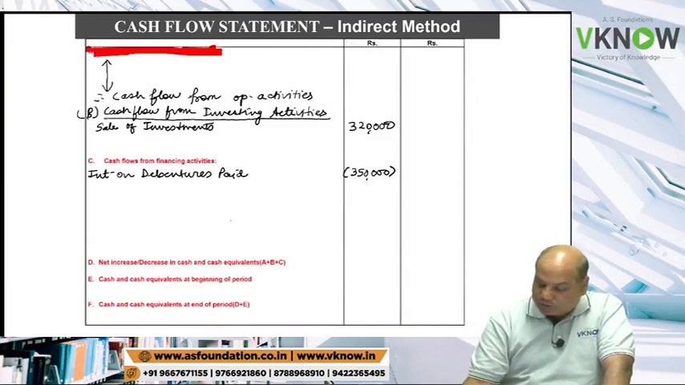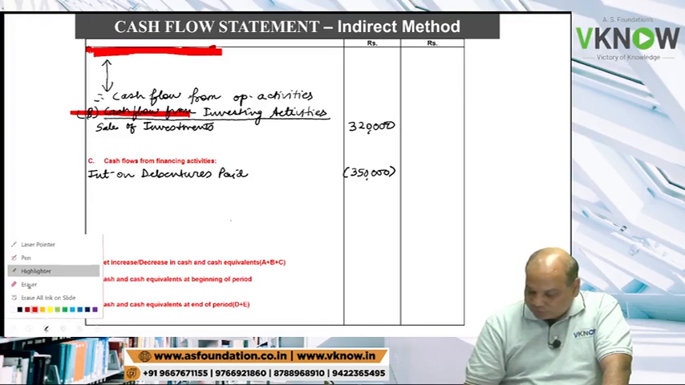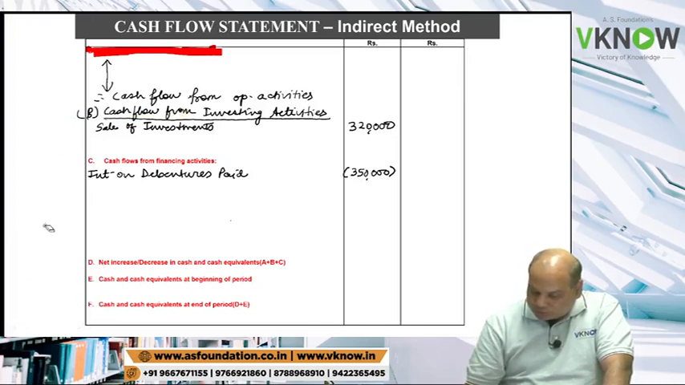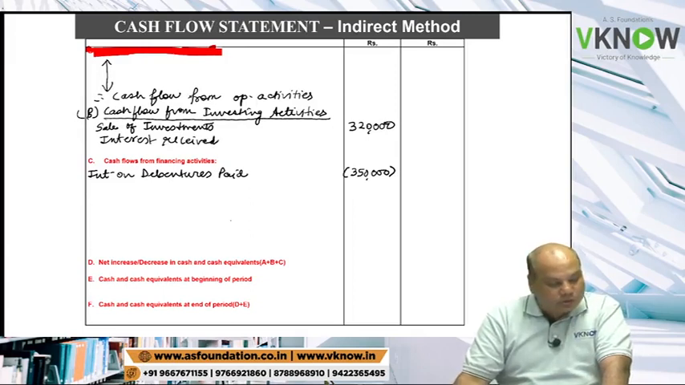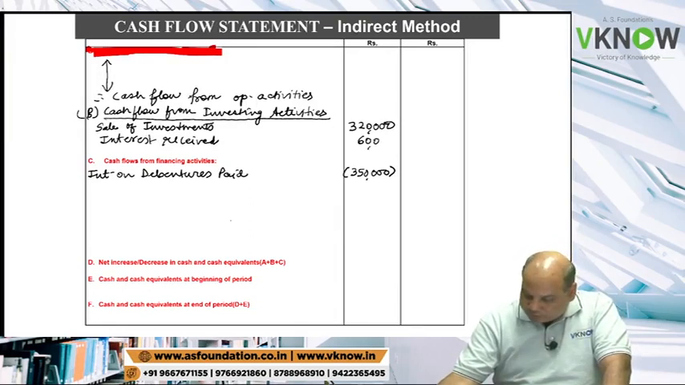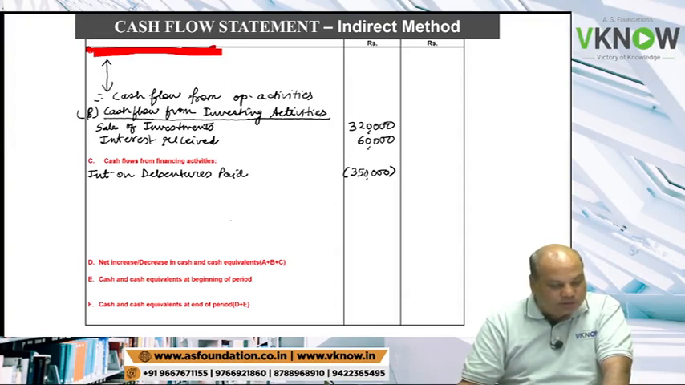So now in point number B, cash flow from investing activity, write down interest received on investment. Interest received on investment is 60,000. Then this point number 6, which is wrongly written as 6, it should have been B. Compensation received 90,000 by the company in a lawsuit filed.